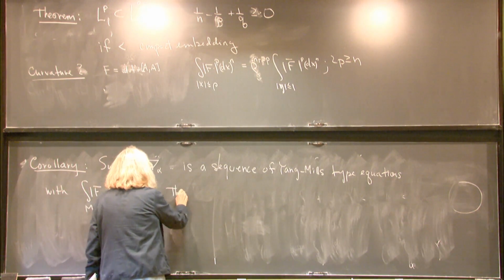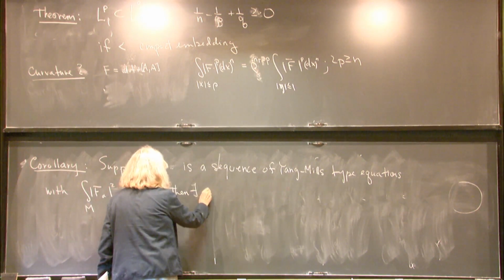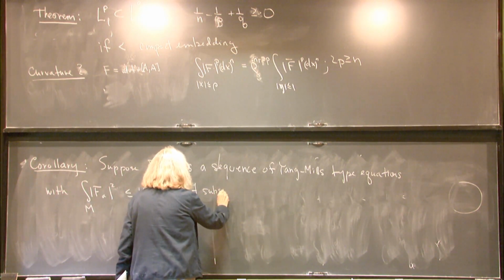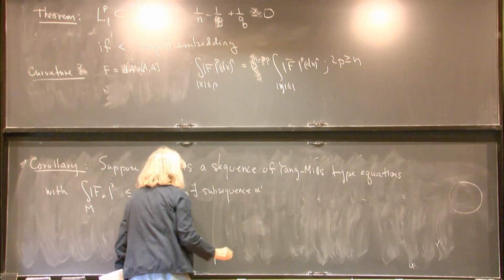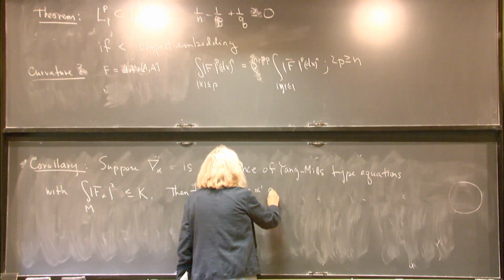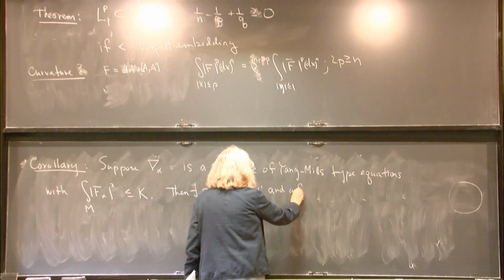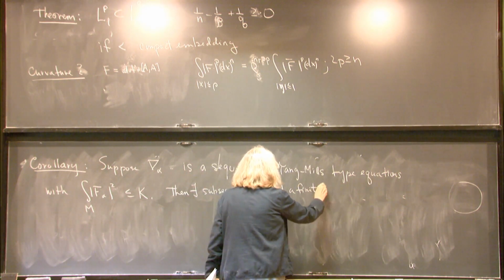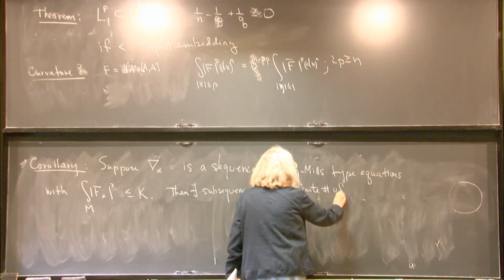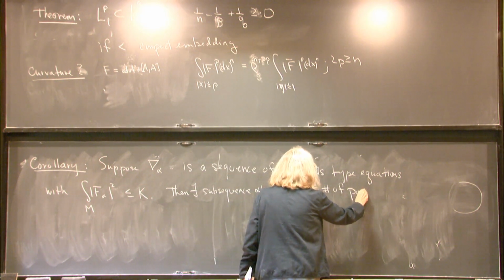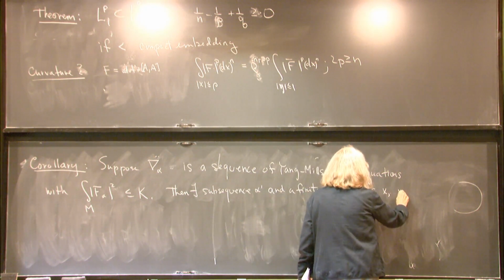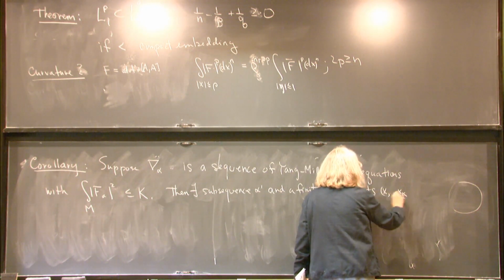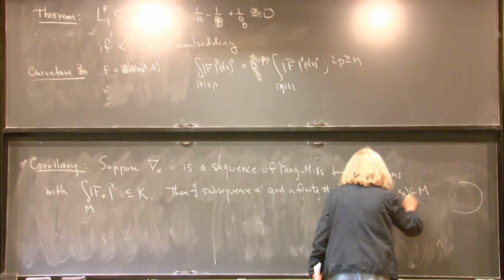Then there exists a subsequence, alpha prime, and a finite number of points x_1 through x_k contained in M.